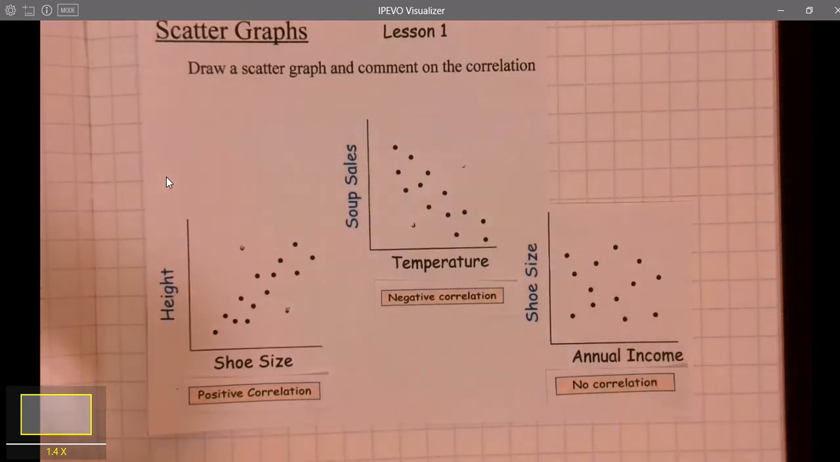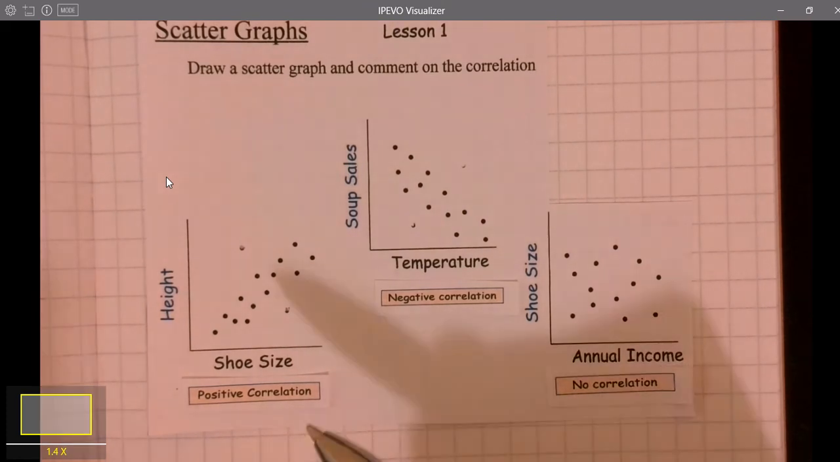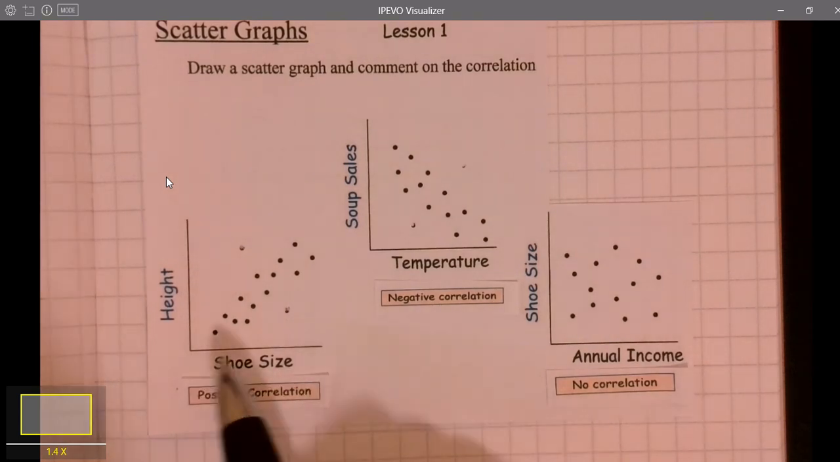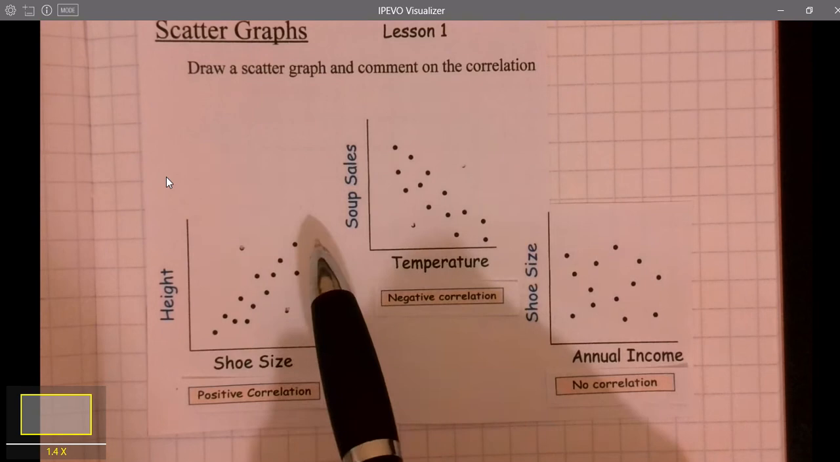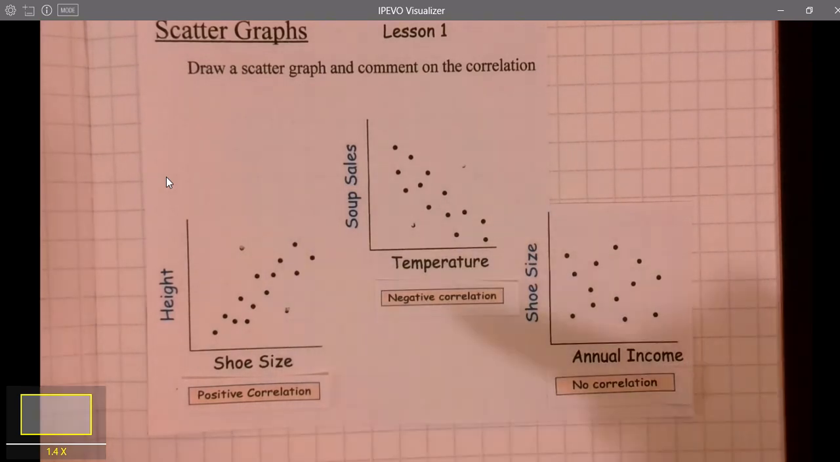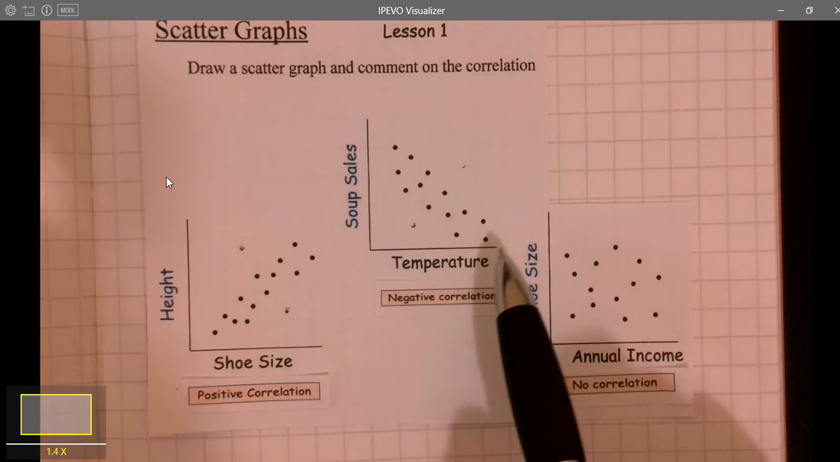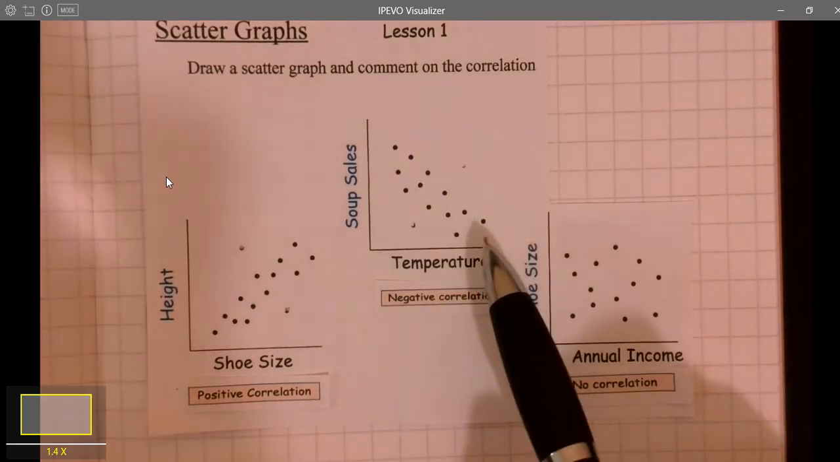The other thing I might be asked is, one question might say describe the correlation. We've just done that. The other question might say describe the relationship. If it says describe the relationship, I don't want to refer to correlation. Don't say positive correlation. Say as shoe size increases, height increases. Actually use the context of what you've got in front of you. As the temperature increases, soup sales decrease.